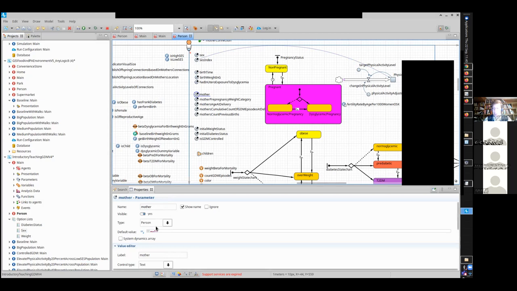Mother is a relational variable, a relational attribute, a relational parameter. I shouldn't have been saying variables, I should have been saying parameters or properties or attributes. So this is referencing their mother, another person in the model. When she gives birth to this baby, the baby remembers who its mom is, appropriately enough, and hopefully remembers it on Mother's Day. And then there are some that are dichotomous. For example, were they born to a mother with uncontrolled gestational diabetes, et cetera?